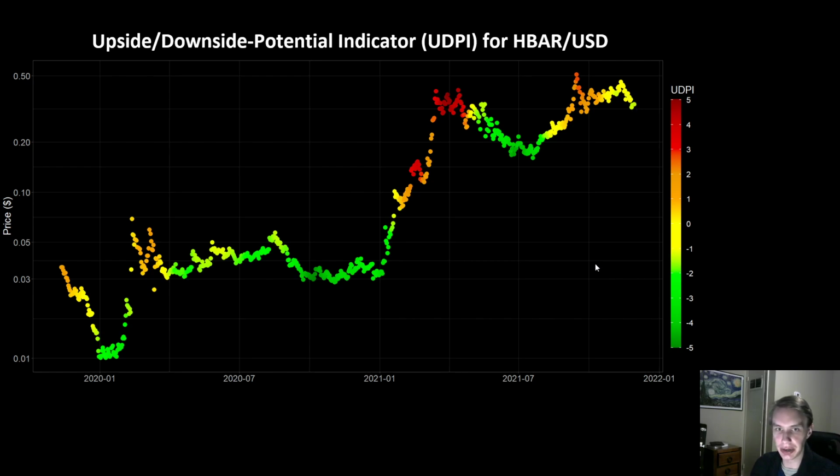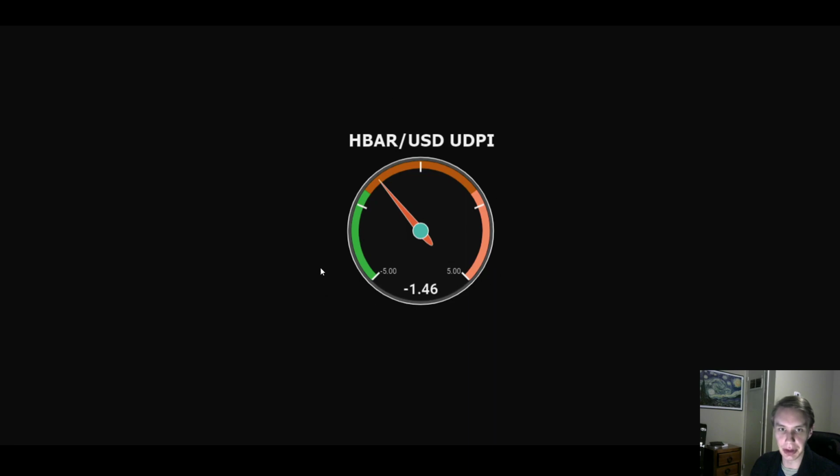We can see this specifically if I just show it at this point. This is the current risk level for HBAR, and it's sitting at negative 1.46, and this suggests that the upside potential for HBAR now outweighs the downside potential by a decent margin. We're well below zero now, which is kind of that break-even point.